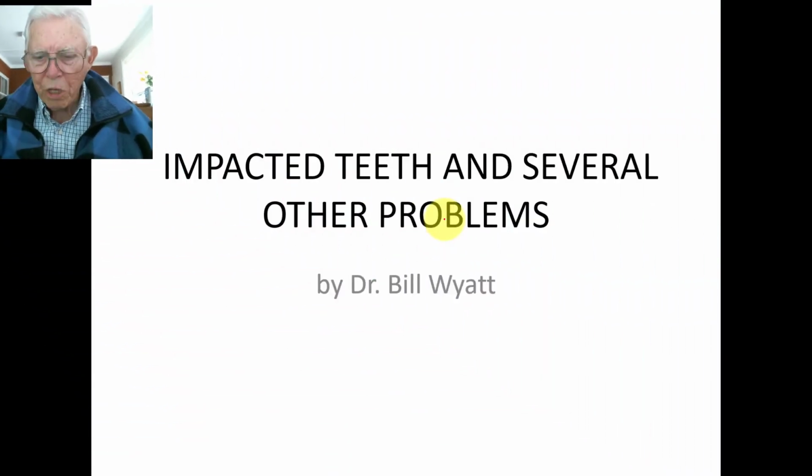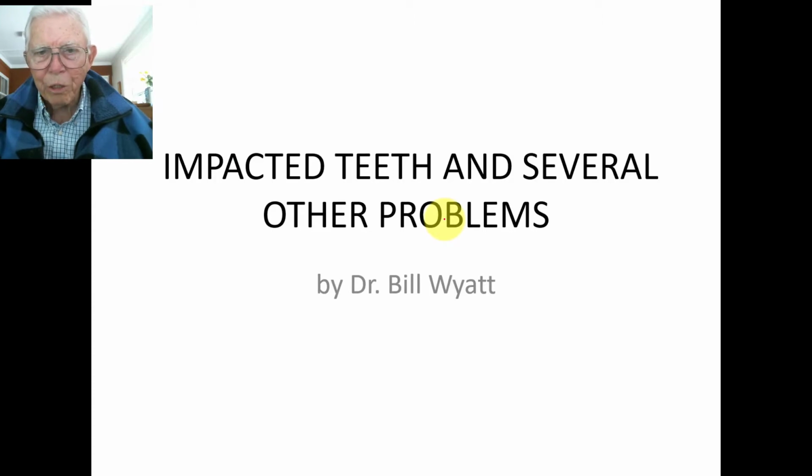I want to talk to you about a very interesting case here. It's impacted teeth, and several other problems are mixed in together, and you see that we've got a high angle case that has too much vertical dimension of the lower third of the face, and we work on it and bring some teeth out and bring it all up, and you remember what it looked like to start with, and you can see the vertical height of the face is changed at the end.